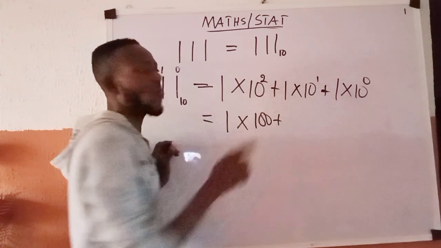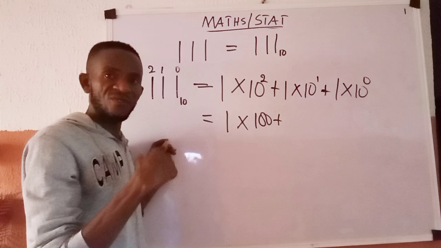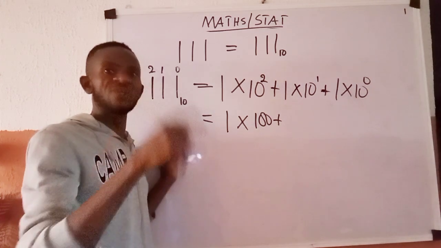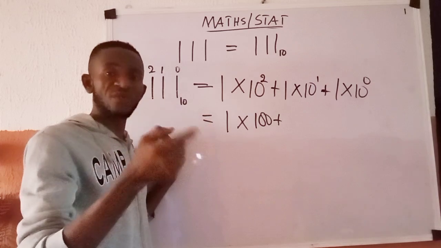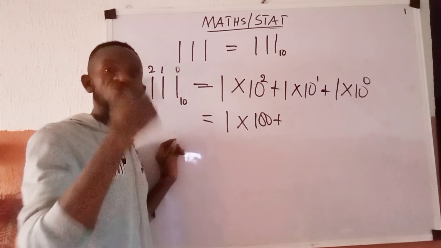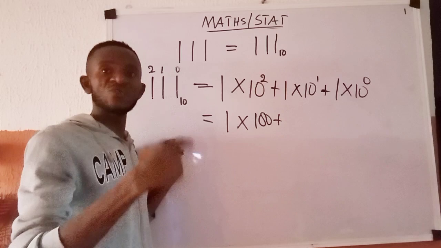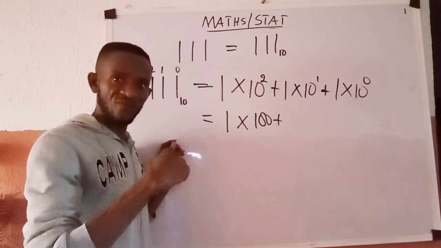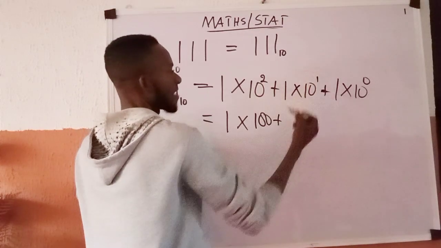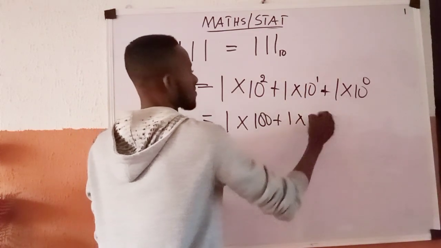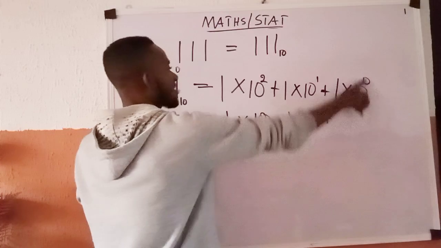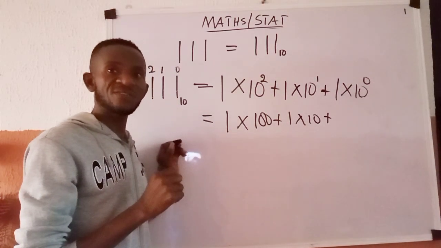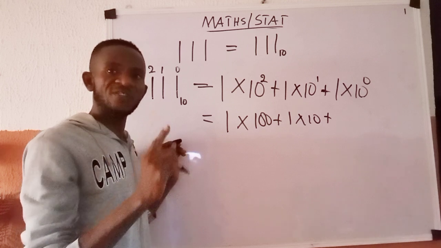Anything raised to power 1 in mathematics is itself. So 1 raised to power 1 is 1, 2 raised to power 1 is 2, 3 raised to power 1 is 3. Anything raised to power 1 is itself. Therefore, 10 raised to power 1 is 10. So I'll have 1 times 10, plus. And this one is 10 raised to power 0, and anything raised to power 0 in maths is 1. So 1 raised to power 0 is 1.